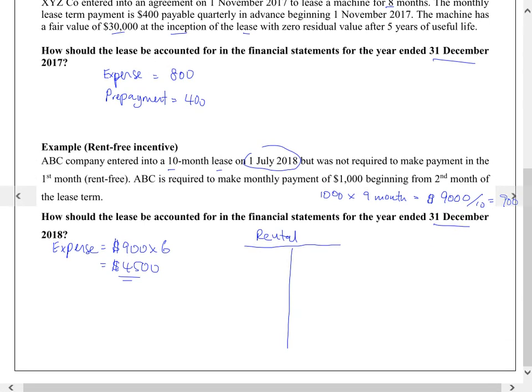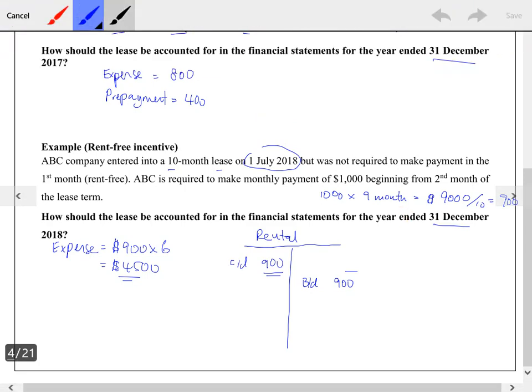First month, if I were to recognize it on a monthly basis, have I paid anything? No. So how much do I owe my lessor? So in the first month, I paid nothing. In July, I'm going to owe 900, correct? So credit accrual, debit lease rental, 900. So the amount charged to SPL is 900 expenses in the month of July, even though I paid nothing.